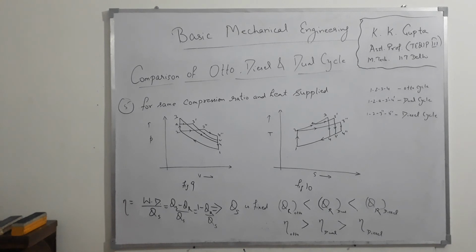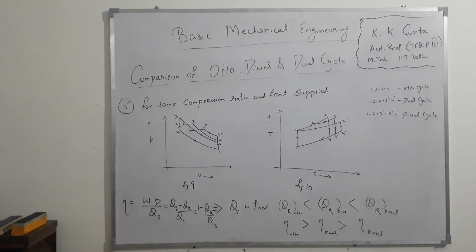Formula for efficiency is net work done divided by heat supplied, and net work done can be written as the difference of heat supplied and heat rejection. So efficiency can be written as 1 minus heat rejection divided by heat supplied. For the given condition heat supplied is fixed, it means the cycle having less heat rejection will have maximum efficiency, and the cycle having maximum heat rejection will have minimum efficiency.